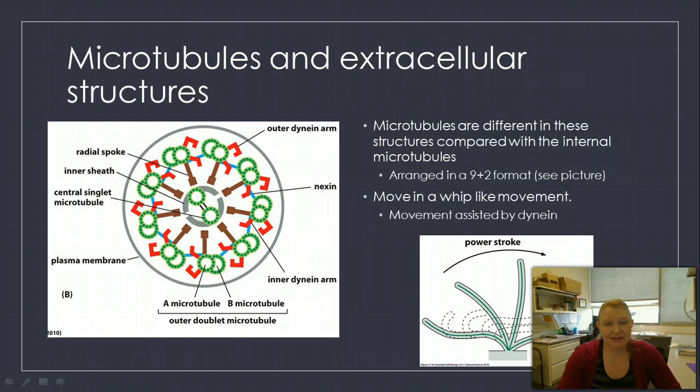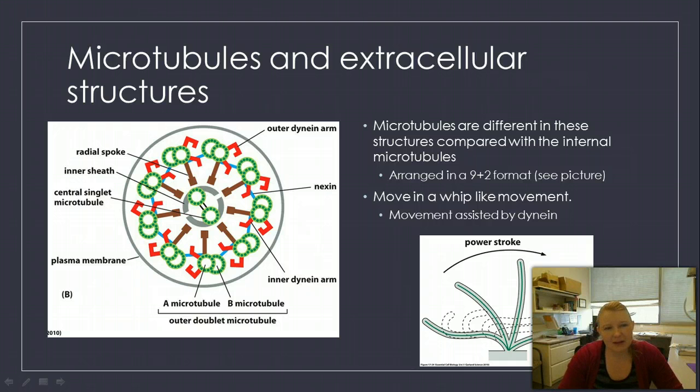Now, what this allows things to do is to move in a whip-like movement. If you've taken microbiology, you'll remember that prokaryotic flagella move in a spinning fashion, whereas eukaryotic flagella will move in a whip-like fashion. And it's the same with cilia. And that has to do with how these structures are made. One of the main portions that helps us is the dynein arms, and these help those microtubules slide next to each other in this bending motion.